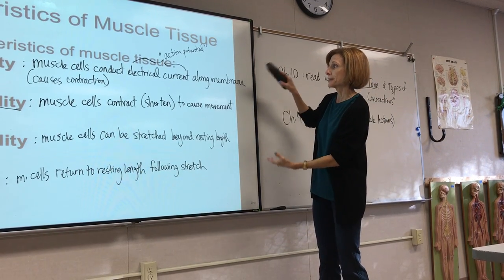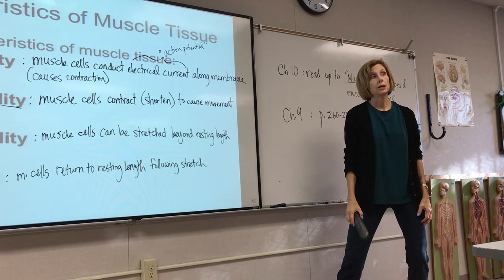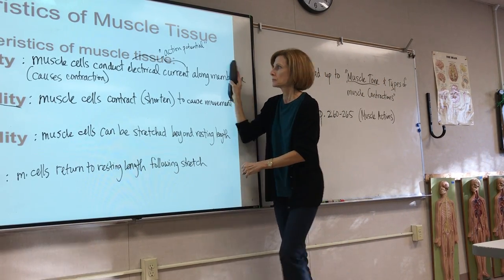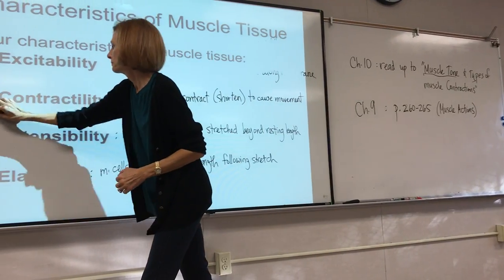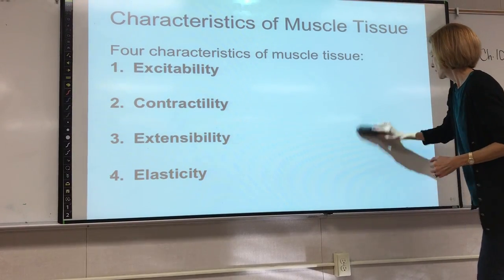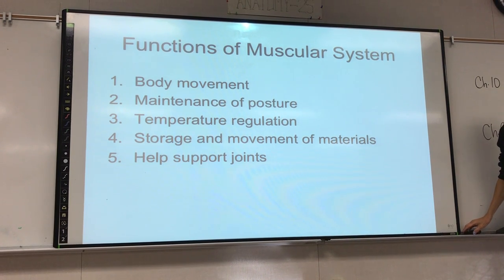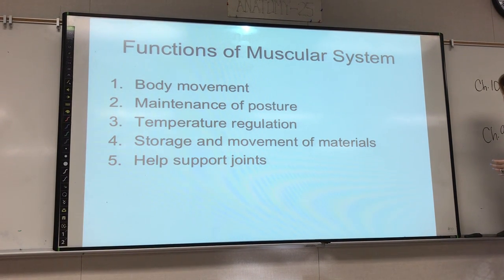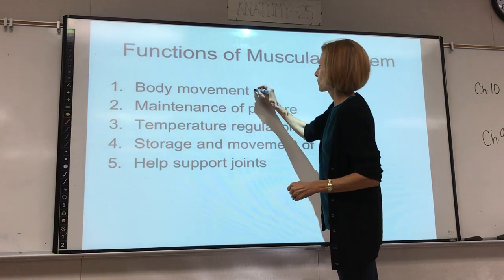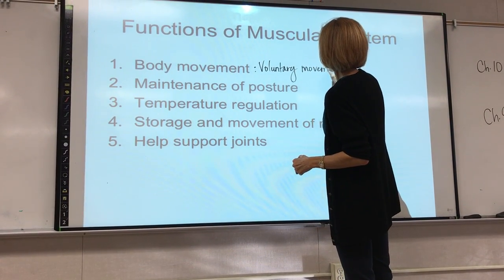Okay, so these are properties that all three types of muscle have in common. So let's now talk about the muscular system. Do you guys have this? Okay, so the muscular system, again, all of our skeletal muscles together have a bunch of functions. I think that, of course, this is the most obvious, right? It's responsible for all of our voluntary movements. Yay! Which is important.